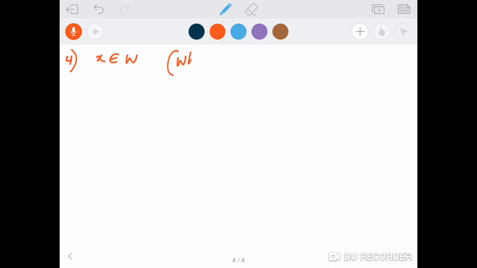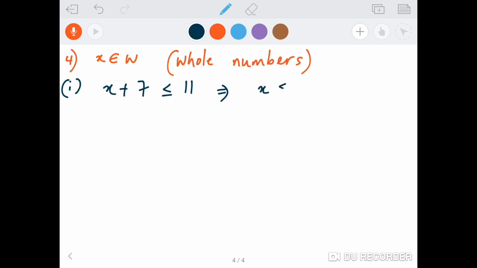In the fourth question, he says x belongs to whole numbers. So whole numbers, you know, start from 0 and do not include any negative numbers. So let's look at the first question. The first question, I'm just going to put that up there. In the first question, he says x plus 7 is less than or equal to 11. And he's asking us to find the solution set of x. And he's told us that it is whole numbers. So all I'm going to do is push 7 that side.